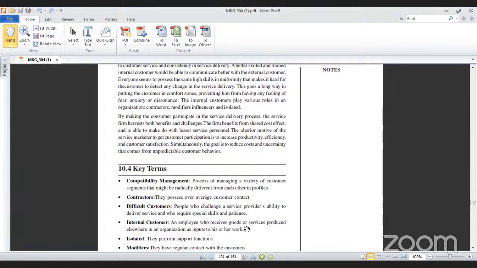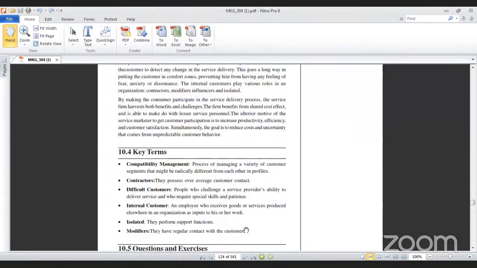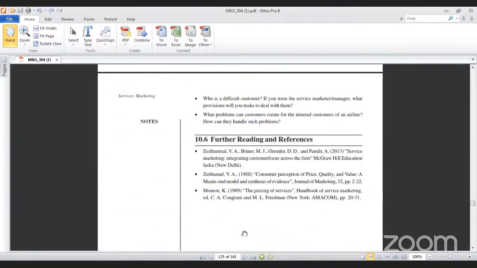In this unit, key terms: contractor, difficult customers, internal customer, isolated and modifier.